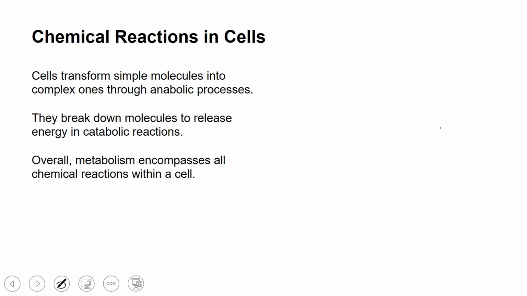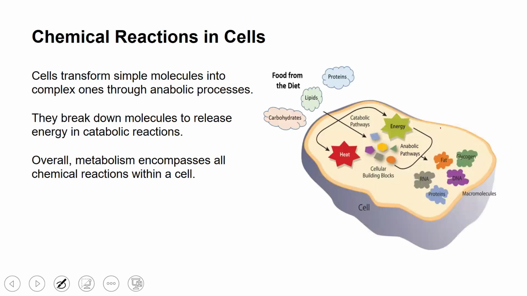And then overall, metabolism encompasses all chemical reactions within a cell. So in total, when we have both anabolism and catabolism taking place in a cell, that process is called metabolism. Metabolism encompasses all the chemical reactions taking place within a cell. And as we can see, ladies and gentlemen, this is where proteins, lipids, and carbohydrates break down into smaller molecules to produce heat and energy. The process is called catabolic pathways.